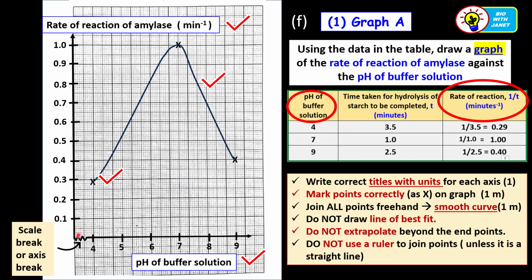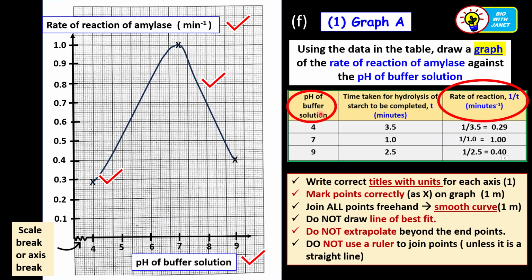Then for the vertical scale, try to use a large scale so that almost 3/4 of the graph paper space is used up. So this is the scale for the vertical axis. To determine the scale for the vertical axis, we have to look at the readings here for rate of reaction. The highest value is 1.00. So we have to plot until 1.00 here. Just put 1.0.